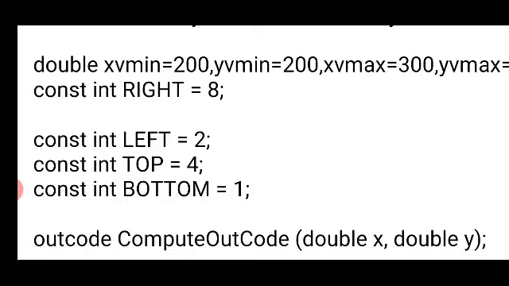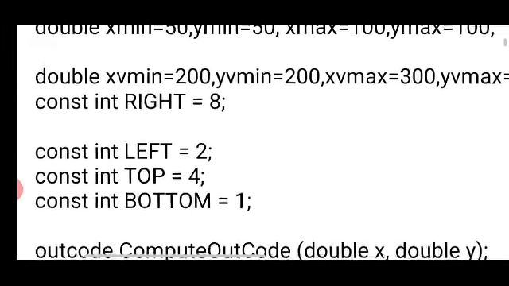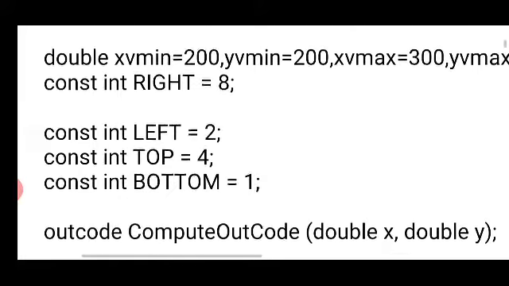We have already discussed the region code, and in brief I am going to tell you. The region code is made up of 4 bits. If the endpoint is to the left of the clipping window, the first bit is set. If the endpoint is to the right of the clipping window, the second bit is set, if it is below the clipping window, the third bit is set, and if it is above the clipping window, the fourth bit is set. These four constants are used for generating that region code.